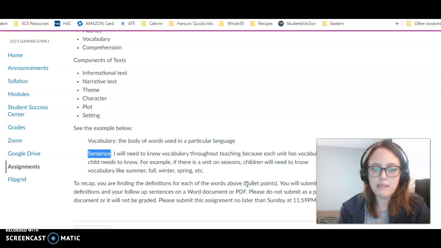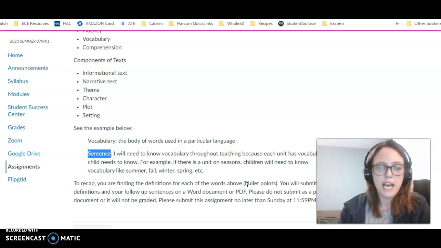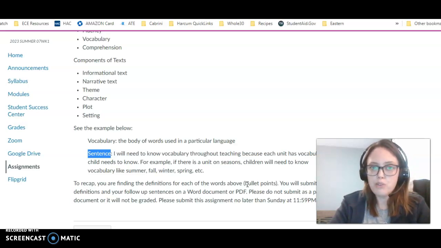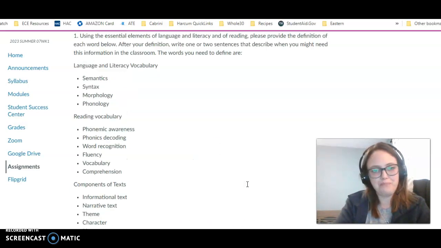Please do not submit as a Pages document or it won't be graded. And this assignment is due at 11:59 on Sunday, so you have the whole week to complete this assignment. It's really important that if you have a Mac or you don't have Word, that you know how to download a document from Google or from Word, either as a PDF or a Word document. And I will try to post a video about how to do it directly from Google so that you can get as many points as possible.